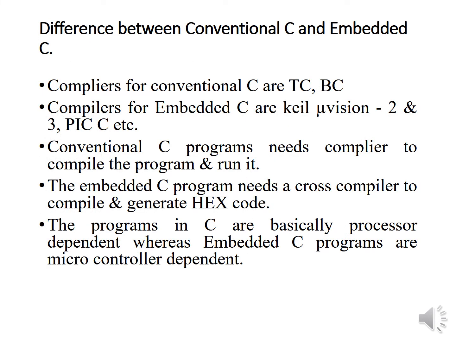Next, difference between conventional C and embedded C. Here, compilers for conventional C are TC and BC. Compilers for embedded C are Keil MicroVision 2 and 3, PIC C, etc. Conventional C programs need a compiler to compile and run the program. The embedded C program needs a cross compiler to compile and generate hex code. The programs in C are basically processor dependent, whereas the embedded C programs are microcontroller dependent.